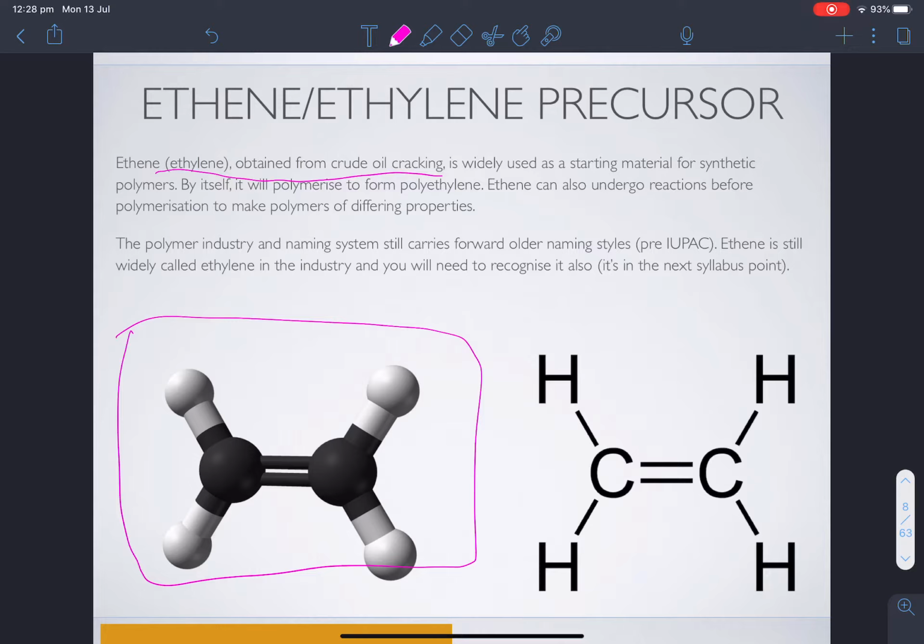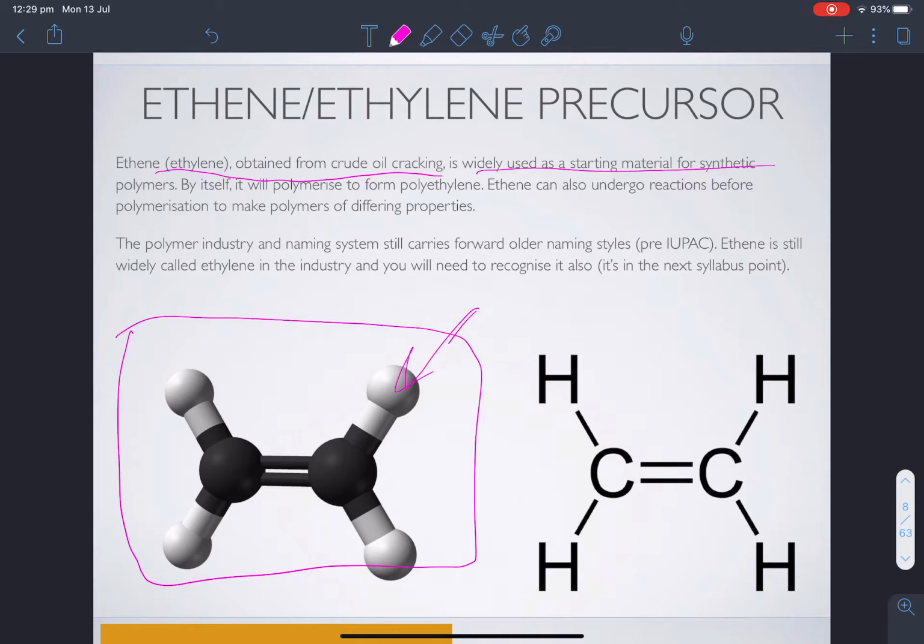Okay. It is widely used as a starting material for polymers. Very, very handy. By itself, it will polymerize with itself to form polyethylene, because ethylene was the old name for ethene. It can also undergo reactions itself before polymerization to make different polymers. So we're going to talk about the reactions. You can react ethene to give it different substitution reactions, and then polymerize it, and you get a different plastic.